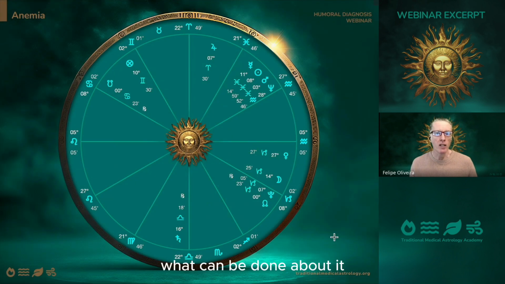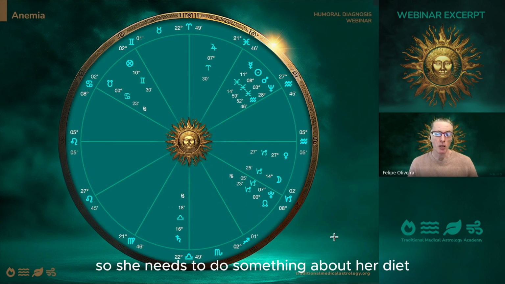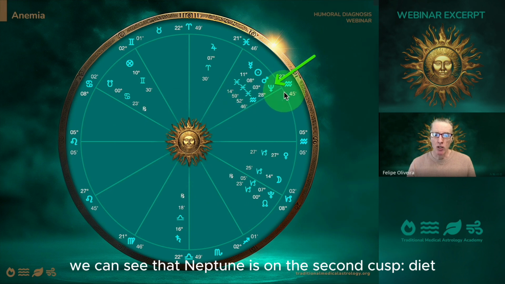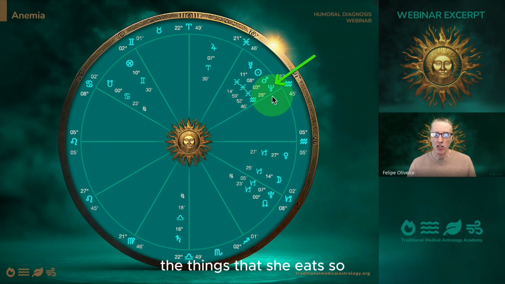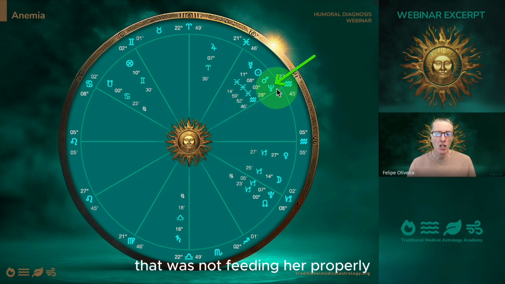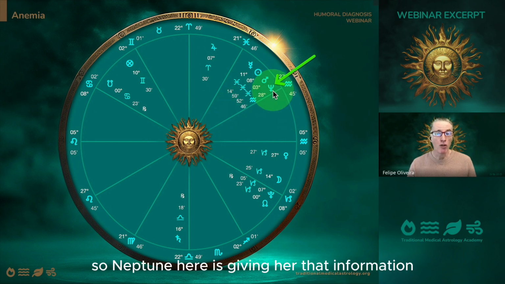So what can be done about it? Well, nutrition is the first step, right? So she needs to do something about her diet and restore the things that she lost. She can take herbs as well to do the same thing. Let's see if the chart has any indications that could be helpful. We can see that Neptune is on the second cusp, diet, the things that she eats. So there is an indication that there is something that she's eating that was not feeding her properly. So during her period, she would be wise to increase certain nutrients in her diet to avoid that kind of problem. So Neptune here is giving her that information.